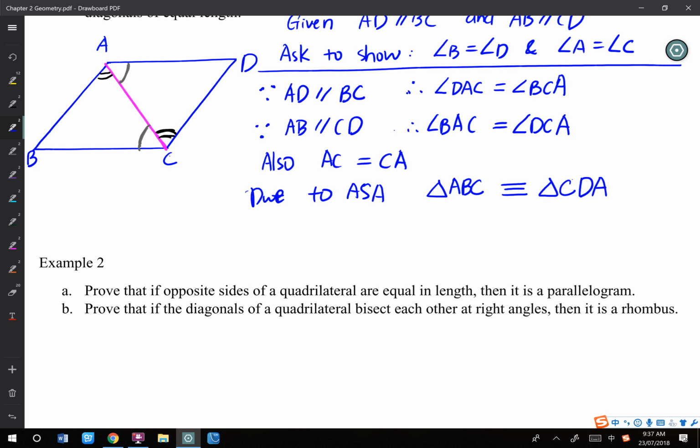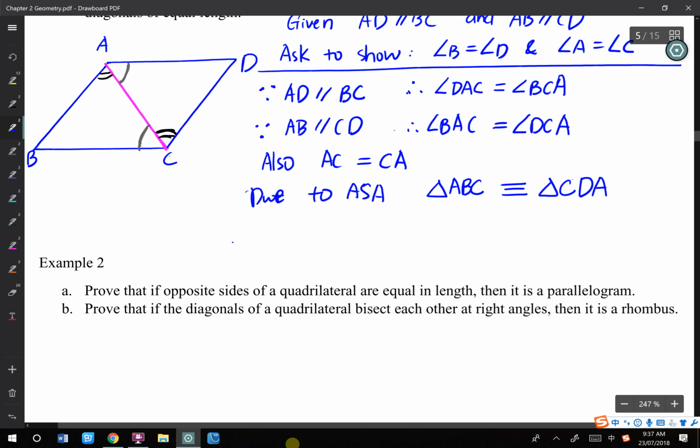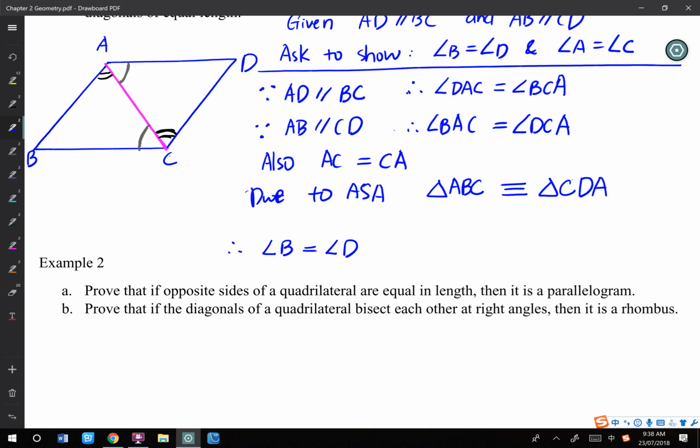So what can you get from congruent triangles? In congruent triangles, all the corresponding angles and corresponding lengths are exactly the same. So what I can say is, therefore, angle B equals angle D. Okay, because they are corresponding angles. You know that they are corresponding.